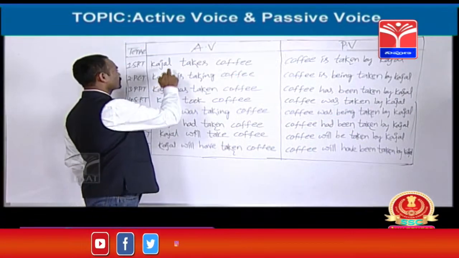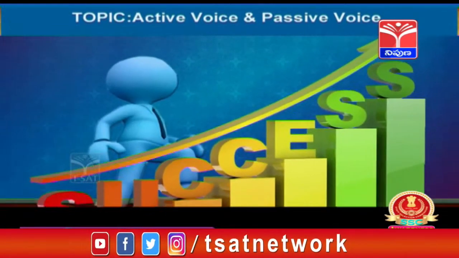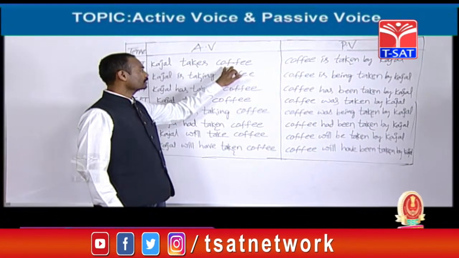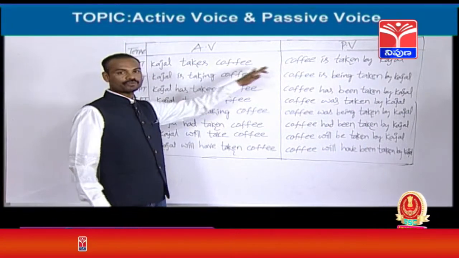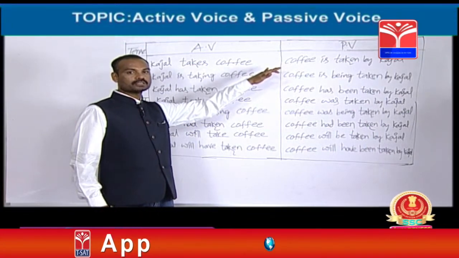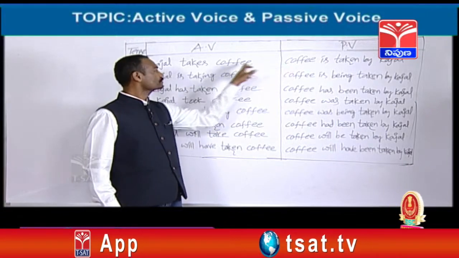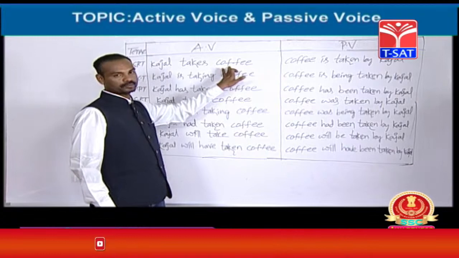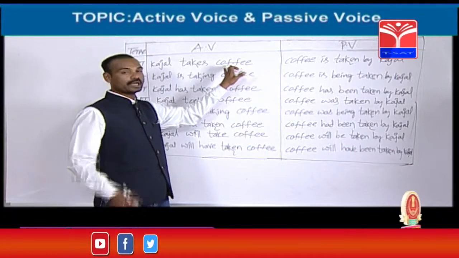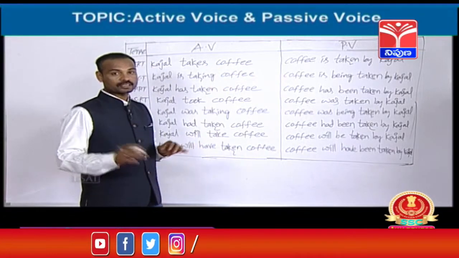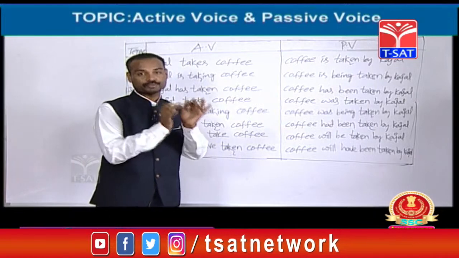From simple present tense, Kajal takes coffee. Subject, verb and object. This is active voice. Now we are going to change this active into passive voice. Passive voice should be started with object. So where is the object? Coffee is the object. I have already told you in the previous classes how to catch subject and object.